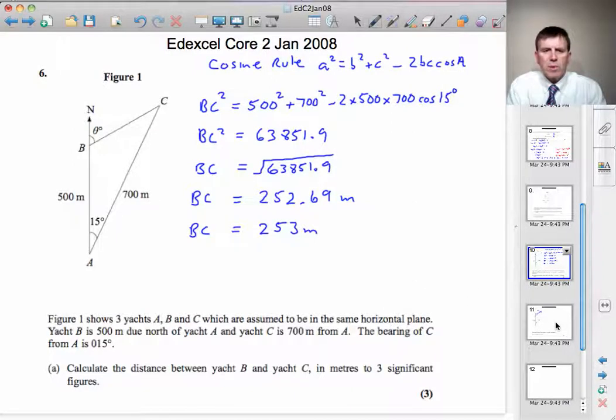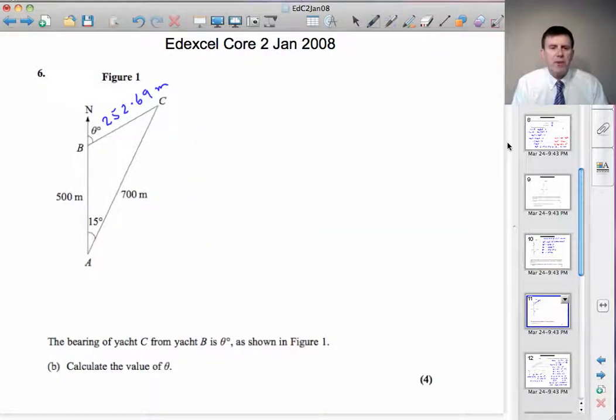Moving on to the second part of the question. The bearing of yacht C from yacht B is theta degrees as shown in figure 1. Calculate the value of theta. Well, theta is outside the triangle, so what we'll do is we'll mark that angle alpha. We'll find alpha and then we'll get theta by just subtracting alpha from 180 degrees.